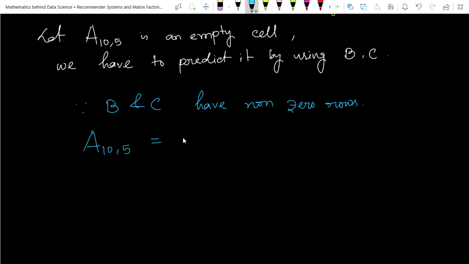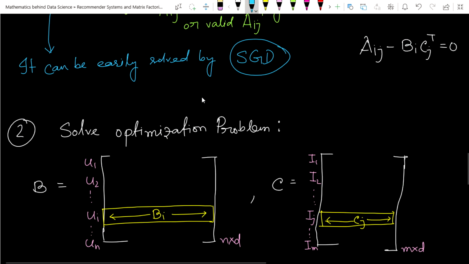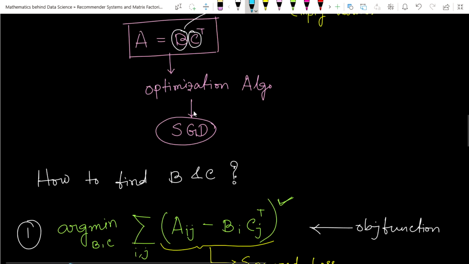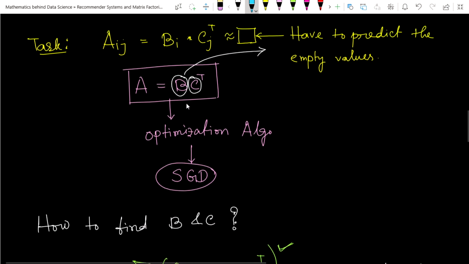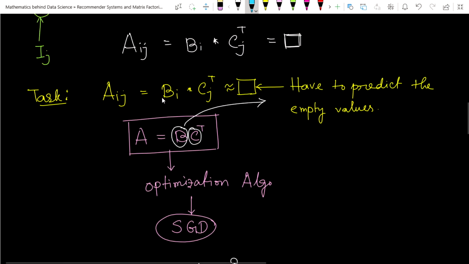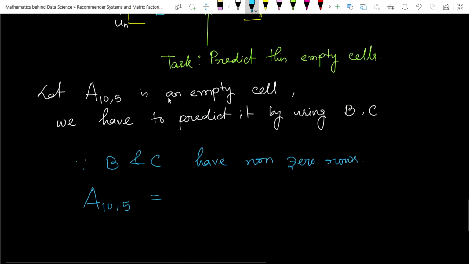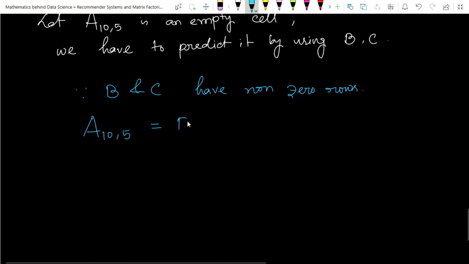Since A is what? A is the multiplication of B and C transpose, and Aij is the simple multiplication of Bi and Cj transpose. So we can take B10 into C5 transpose. If we multiply these things, B10 into C5 transpose, then we can easily calculate this A10,5 value. And since this is non-zero, this value must be a non-zero value.